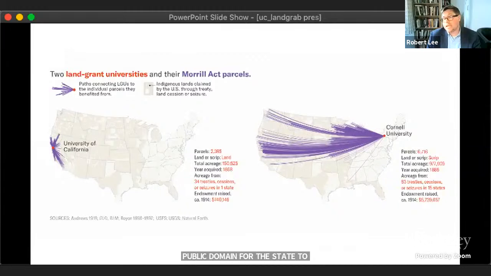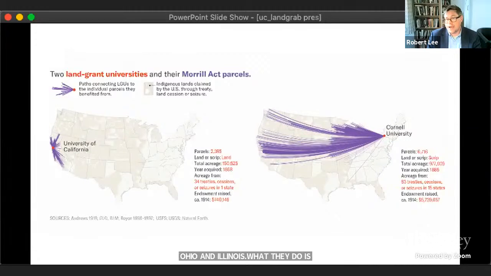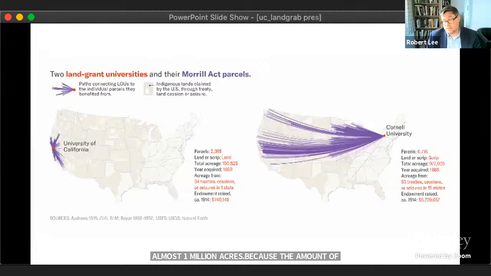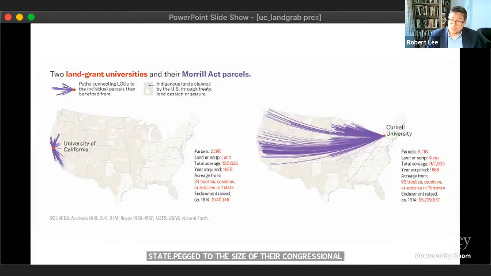So scrip basically goes to eastern states and some Midwestern states like Ohio and Illinois. And what they do is they sell off this scrip, usually to speculators, and they take the proceeds. Then the speculators can resell it or select it all over the country. Cornell's was the largest of these grants, almost 1 million acres, because the amount of acreage a state got was based roughly on the size of their congressional delegation, the number of congressional delegates they had in Congress. So Cornell gets the largest grant. It's spread out across the entire country.